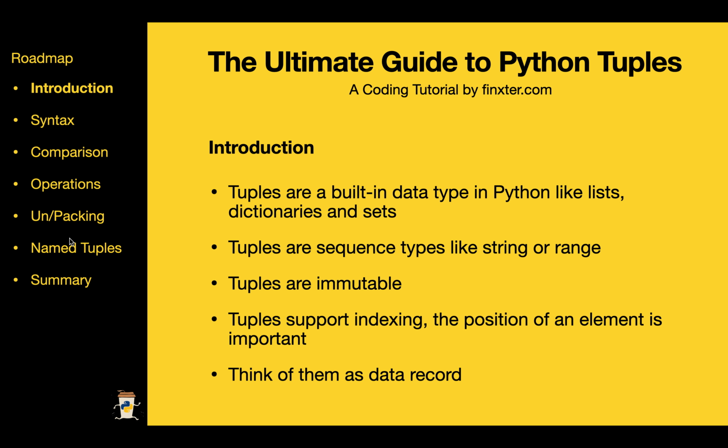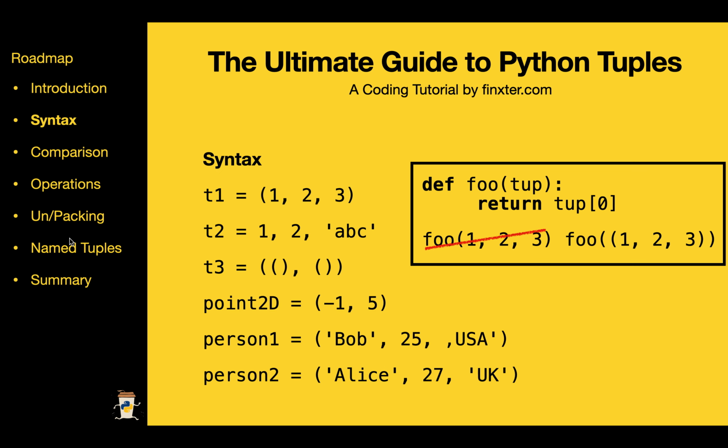So let's have a look at the syntax. How do you implement them in Python? Here, this T1 is a tuple, and we create it using parentheses, and we have 3 values in the tuple. But the parenthesis is not required, actually. We have the possibility to create a tuple like T2, just values separated by commas.